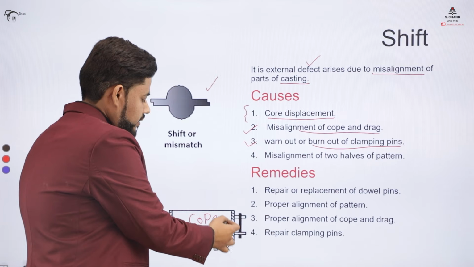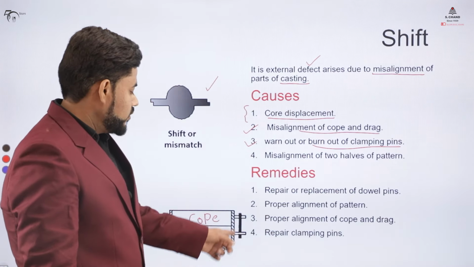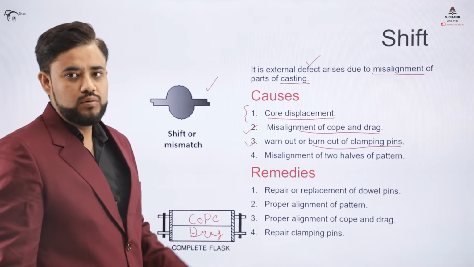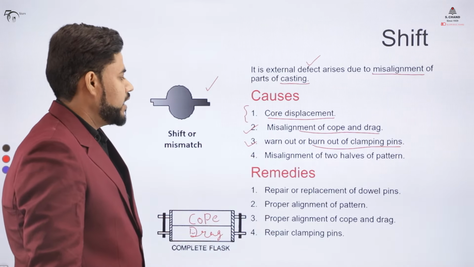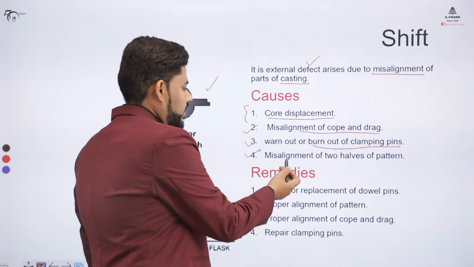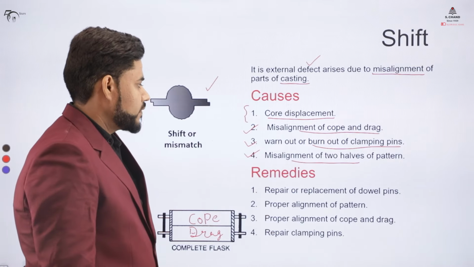Then worn out or burnt out clamping pins. You know that these two are clamped together with the help of clamping pins. So those clamping pins may be worn out or burnt out. Because of this, the misalignment would occur. And ultimately, misalignment of the two halves of the pattern would also be there.